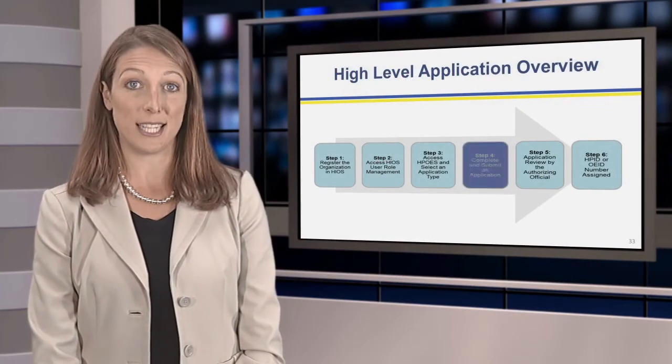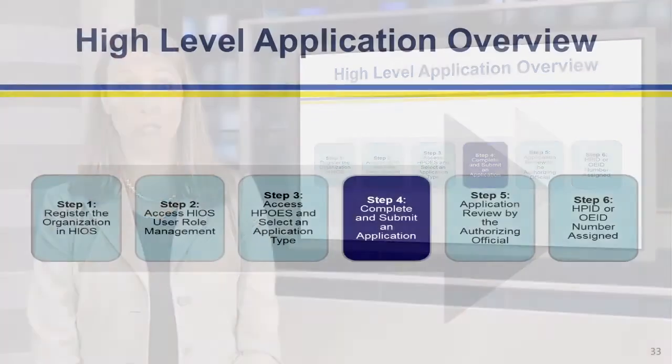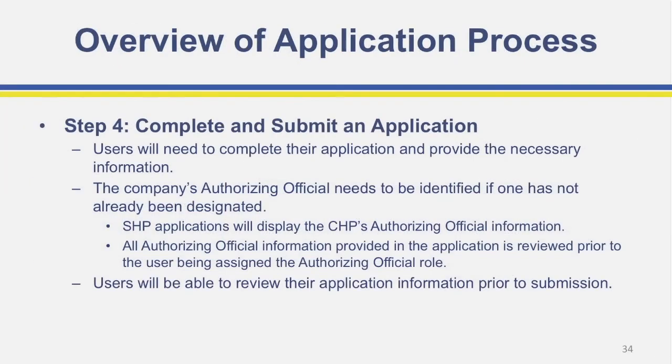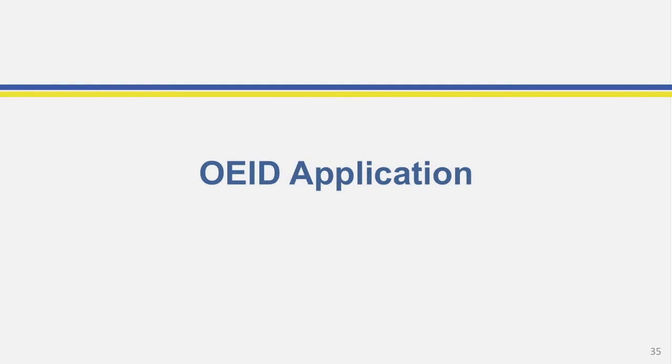We are now on Step 4, where we'll discuss how to complete and submit an application. Once you have determined which type of application you will need to complete, you may begin the HIPPOS application process. As part of the application process, you will need to identify the company's authorizing official if there is not already one designated in HIPPOS. Now we'll walk through the steps to apply for an OEID.